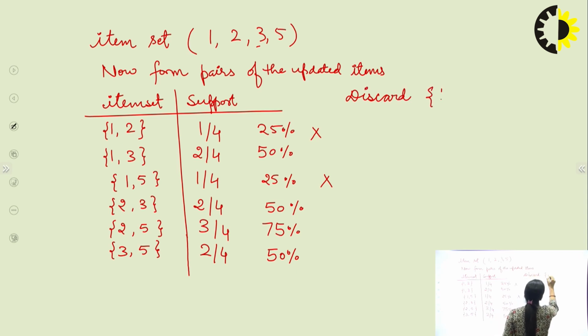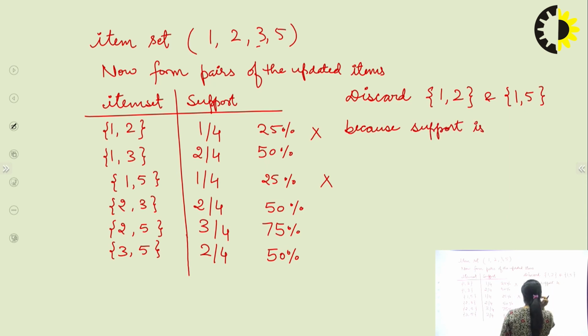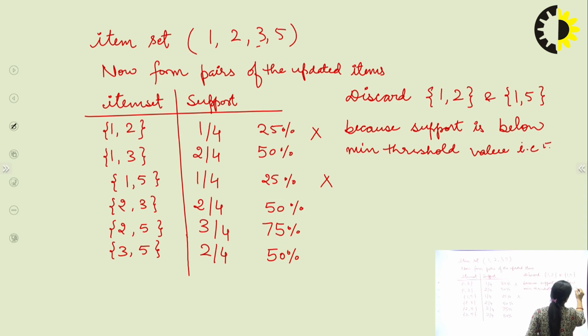Discard item set 1, 2 and 1, 5 because the support is below the minimum threshold value, which is 50%, right? Okay. Now, what is the next step?